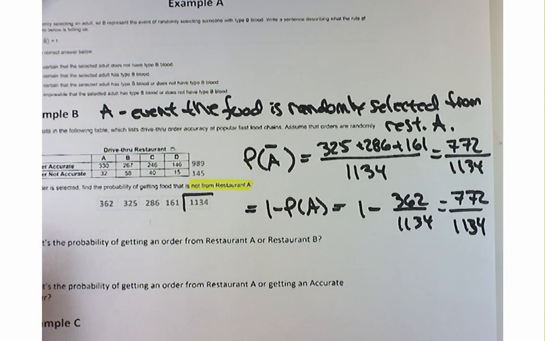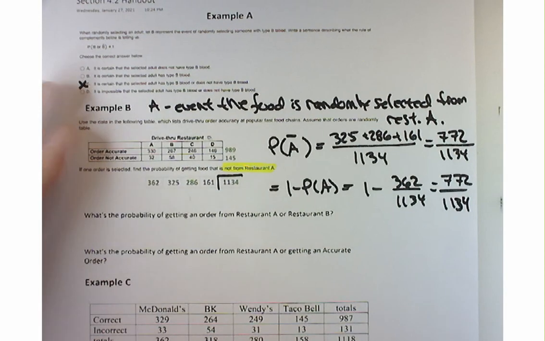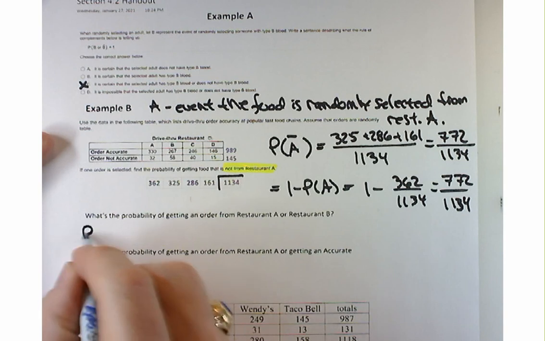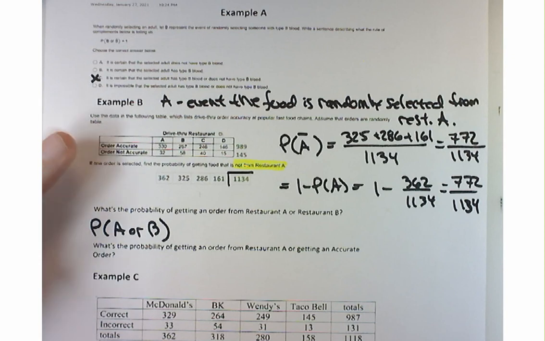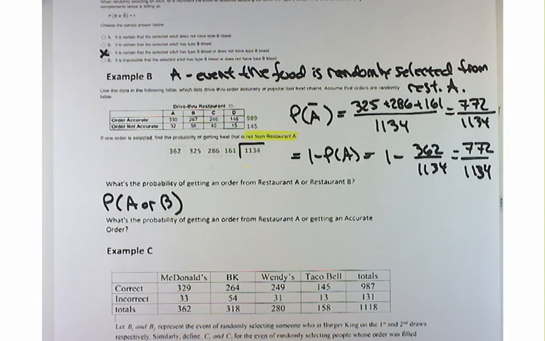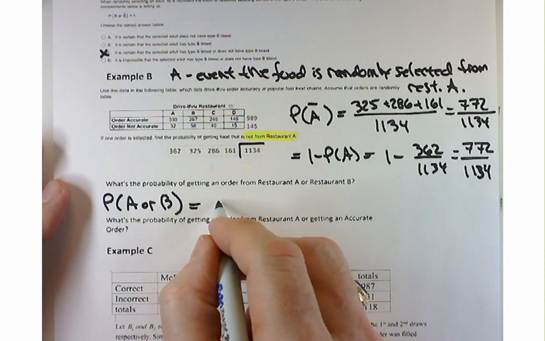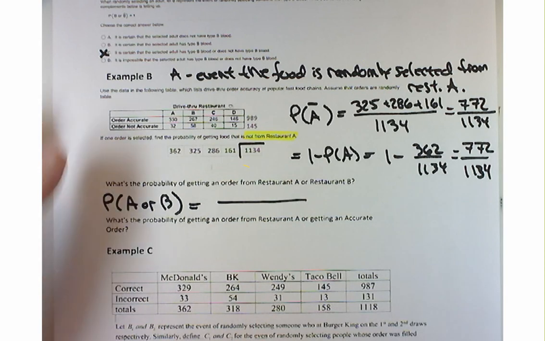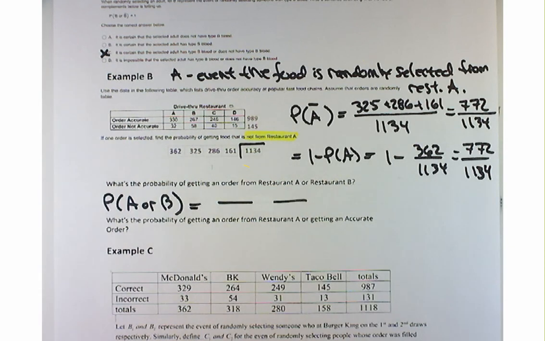Okay. Let's move on to the next one here. What's the probability of getting an order from restaurant A or restaurant B? So basically, what's the probability of A or B? What's that probability going to equal? Well, we could do it like this. Maybe 687 over 1134.